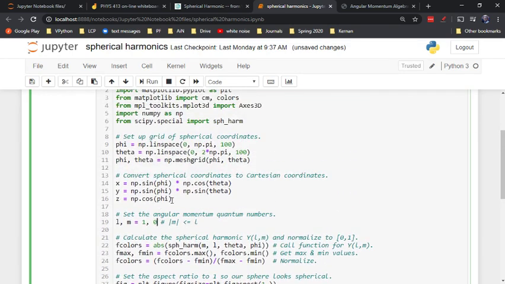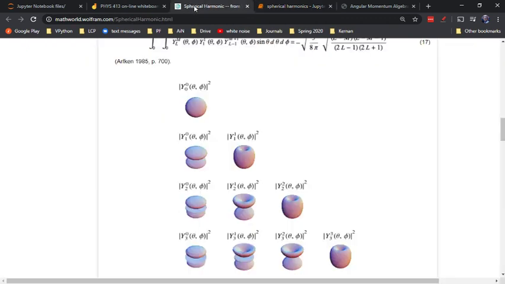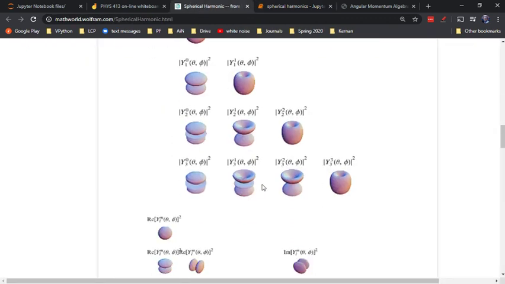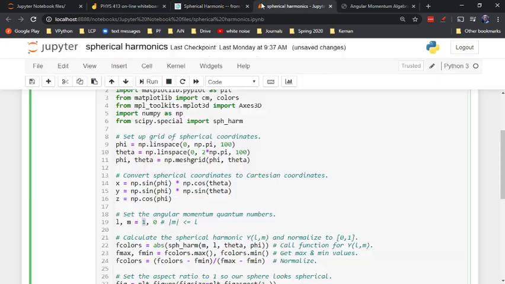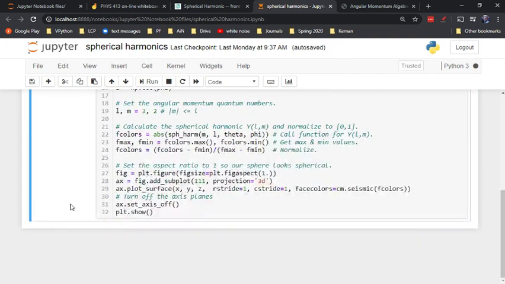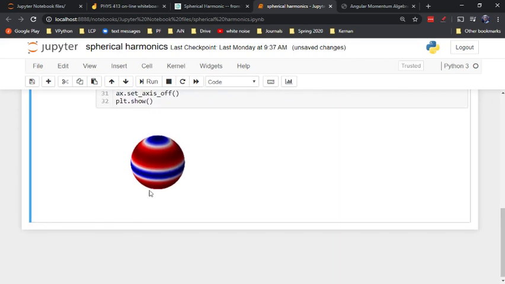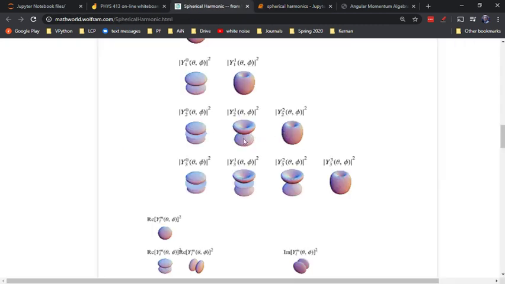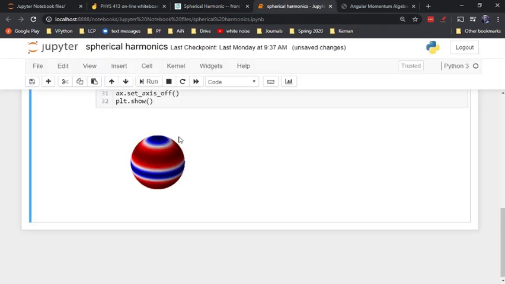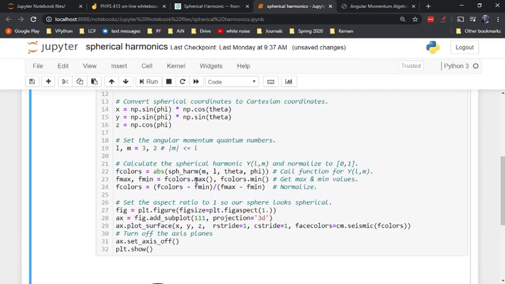Let's take a look at one more. How complicated do we want to go with this? Let's go 3, 2. So let's try L is 3, M equal to 2. Oh, look at that. So we get this nice little thing inflating out here, and then it caves in at the top. So this graph is the same thing as this graph. It's just this one is showing you contours. This one is showing you a heat map, right?